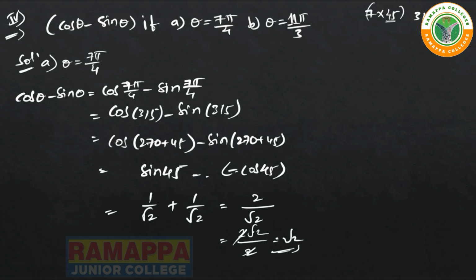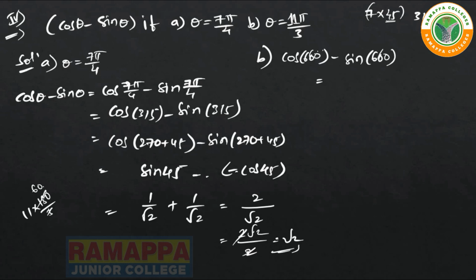Okay, now moving to the next one. This b value we do here only. So cos of 11 pi by 3 means 11 into 180 divided by 3, which is 660. Cos of 660 minus sin of 660. We have to find this answer.